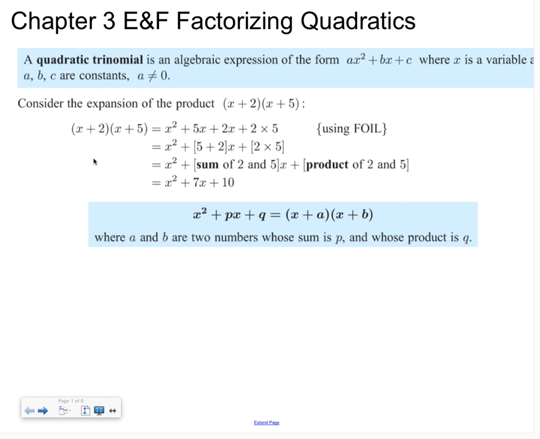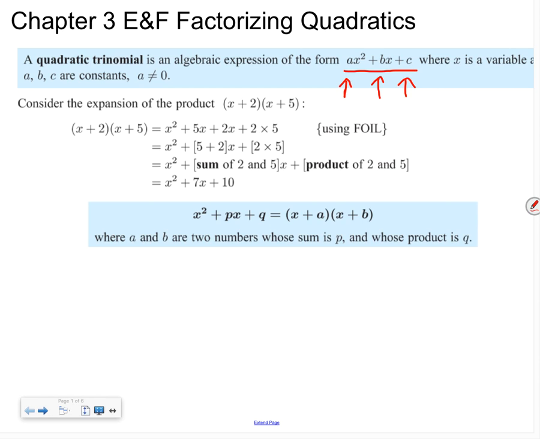Mathletes, it's chapter 3, sections E and F, factorizing quadratics. Okay, remember a quadratic trinomial is an algebraic expression of the form ax squared plus bx plus c. A is your term with your x squared, b is your term with your x, and c is your constant.